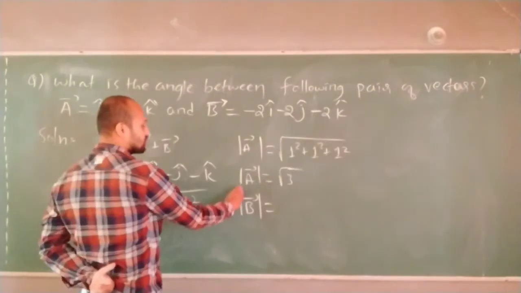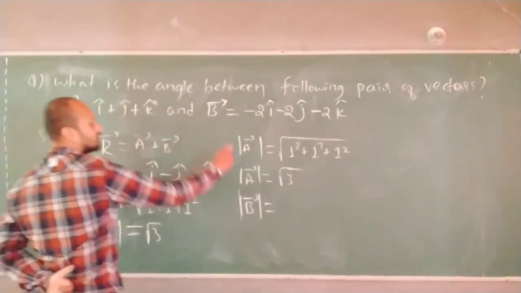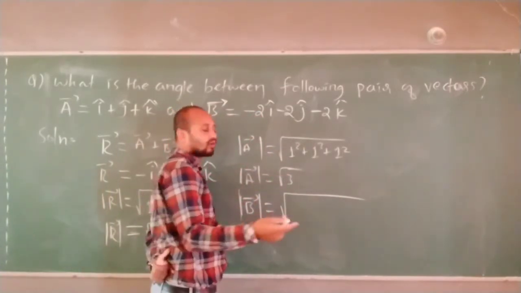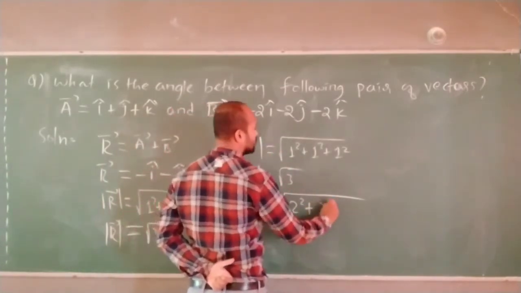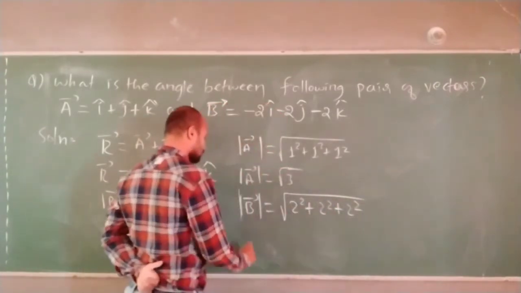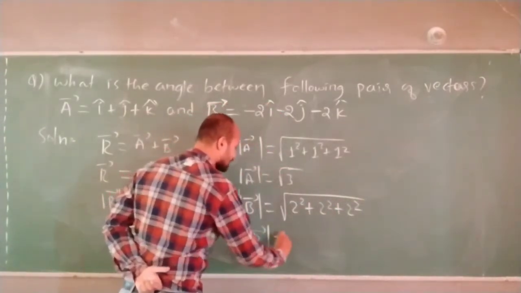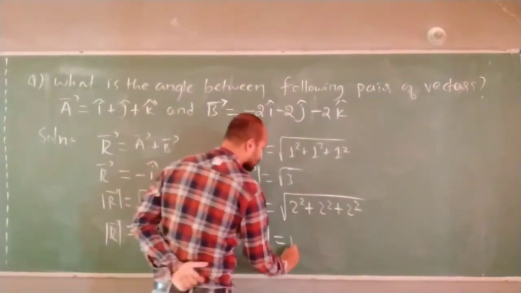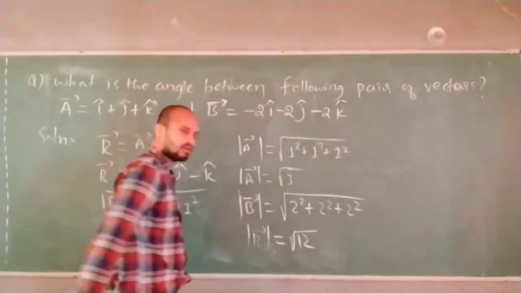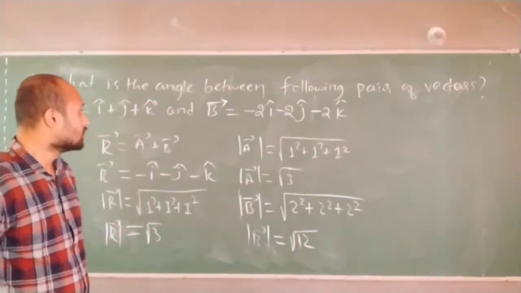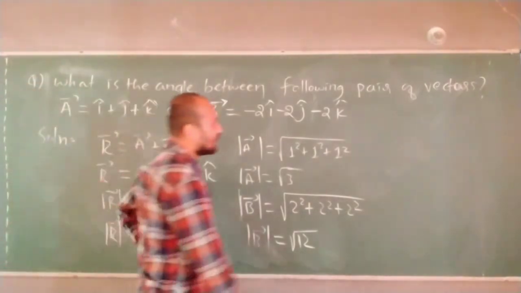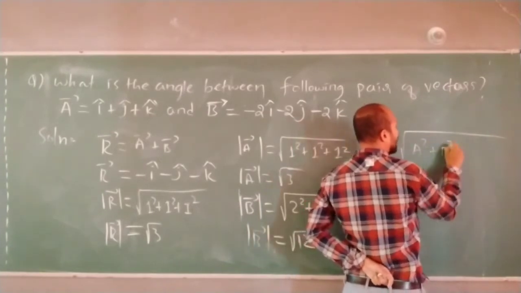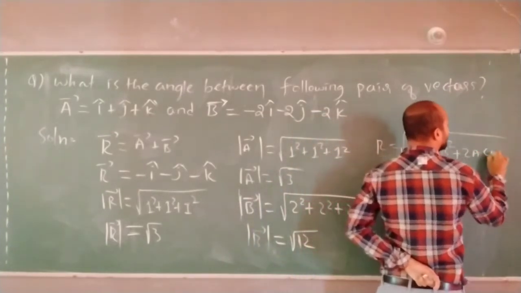Here, without using it, I know the resultant. Magnitude of this, what will it become? Minus 2 whole square is 4 only. So this becomes 2 square plus 2 square plus 2 square, which is 4 plus 4 plus 4. How much is it? Root 12. So you know all the magnitudes. Now you can use R is equal to root of A square plus B square plus 2AB cos theta.